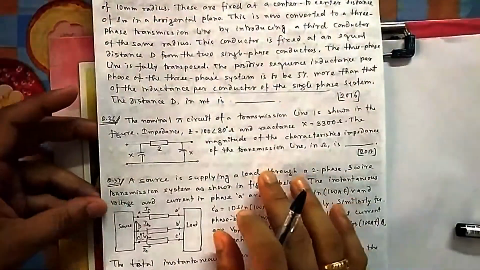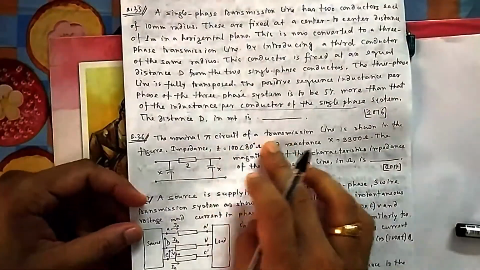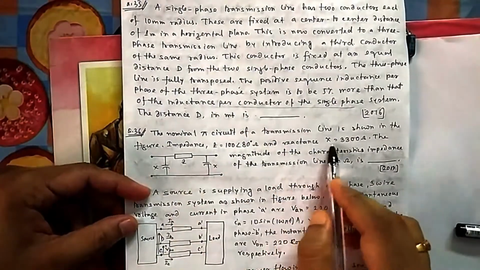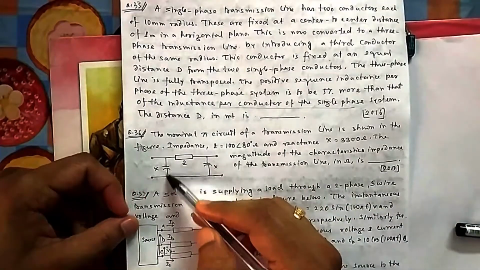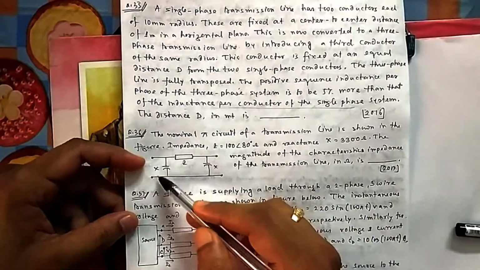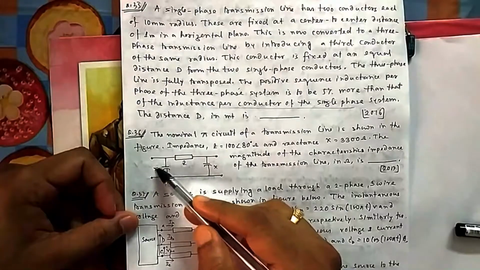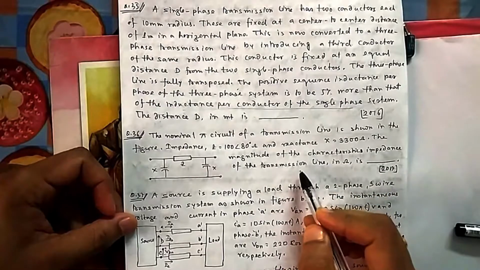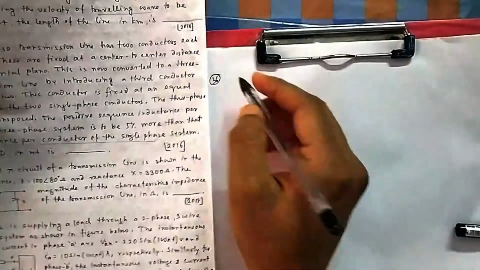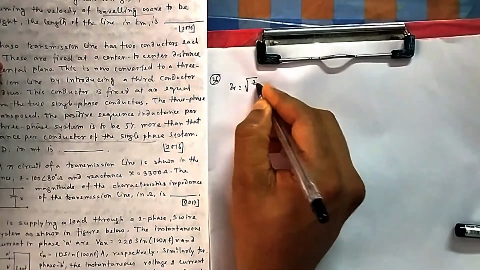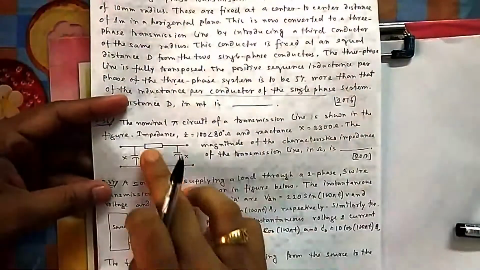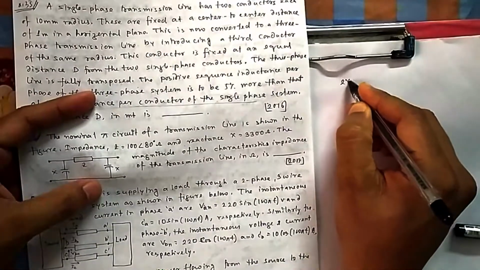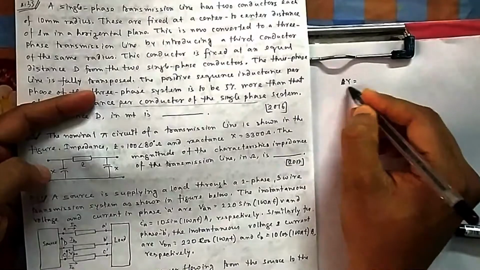In question number 36, the nominal pi circuit of a transmission line is shown in the figure. The impedance Z is given, and the reactance X is given. We know this branch is y by 2, so if you take the reciprocal of X, that will be y by 2. Because for finding the characteristic impedance you need Z and Y, since your characteristic impedance Zc is equal to root Z by Y. Z is given, this is the series impedance.